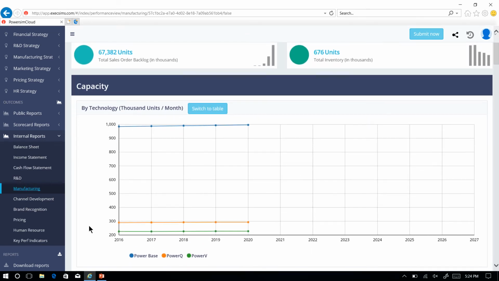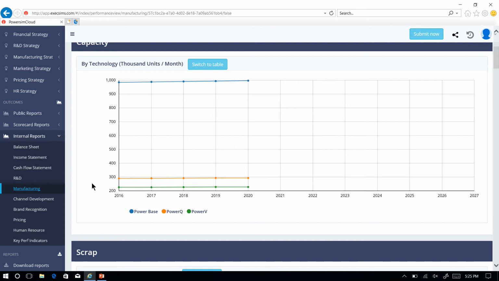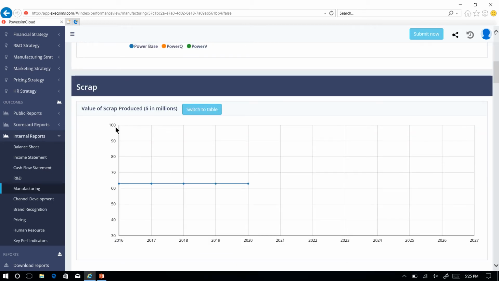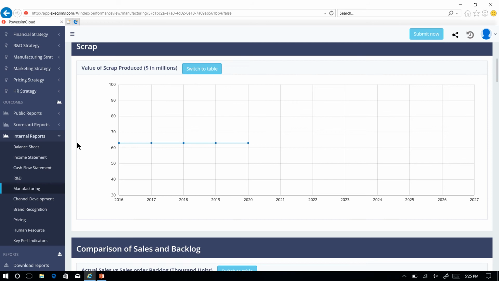So here we can see the capacity by technology in thousands of units per month. So you can see it makes sense that the standard power pace has the highest capacity, and then the higher scale power Q, and then the more future technological product power V is near the bottom. And here again we can switch to table. And then we have scrap, the scrap produced throughout the years in each round, in millions of dollars.